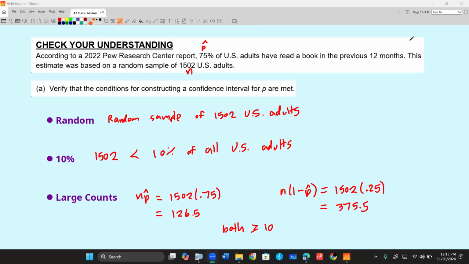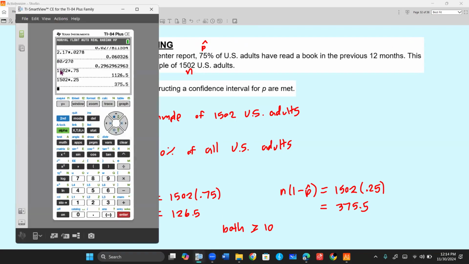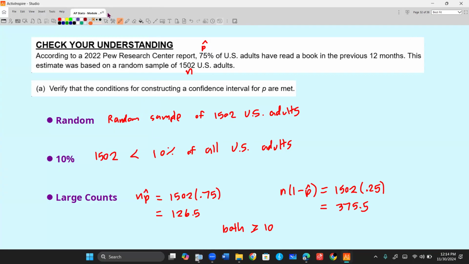3, 2, 1. For the random condition, we have a random sample of 1,502 U.S. adults given to us in the problem. We are going to assume that that's less than 10% of all U.S. adults, so we should be fine calculating the spread. In our large counts, we're not given the number of successes and failures. We're given the actual sample proportion, so you'll actually need to calculate those. So 1,502 times 0.75 will get you 126.5, and 1,502 times 0.25 will get you 375.5. Those are both greater than or equal to 10, so we can do a normal curve.